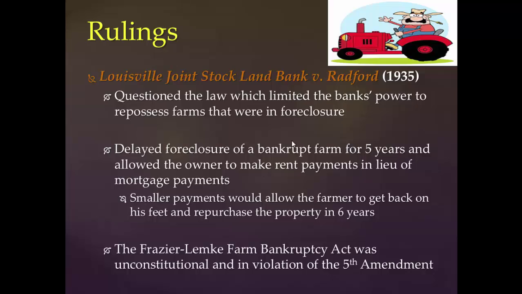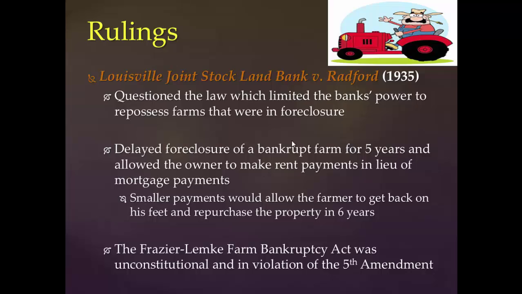So in 1934, shortly after the family had finally been repossessed, the federal government passes what they called the Fraser-Lemke Emergency Mortgage Act. And you can see that at the bottom of the screen here. It was designed to give bankrupt families who were on farms financial aid, and it gave them the opportunity to buy their farms back from the bank. So the Radford family petitioned twice under this new act in an attempt to gain some relief from the federal government, but they were denied because this Fraser-Lemke Act was ruled unconstitutional.